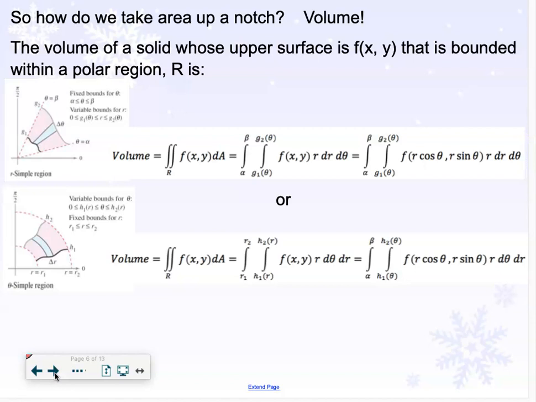Instead of xy, you'd want it in terms of r's and thetas. And x is r cosine theta, y is r sine theta. So that's just converting.